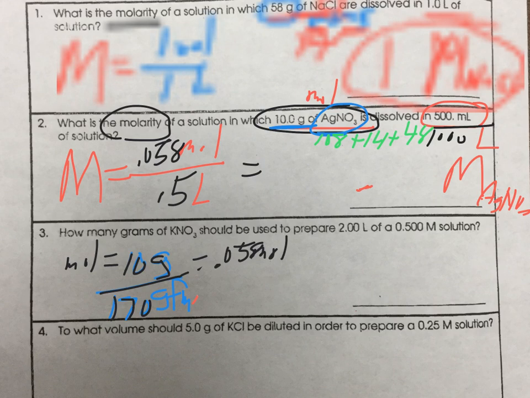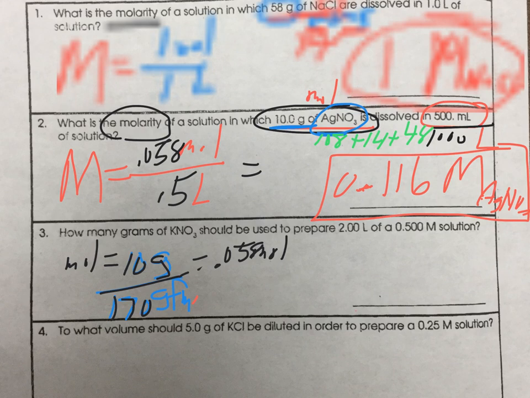So 0.116. Now, someone in first period said, "Ma'am, can I have 0.12 there?" Yes, you can, because if you're rounding it to two significant figures, yes, you can.